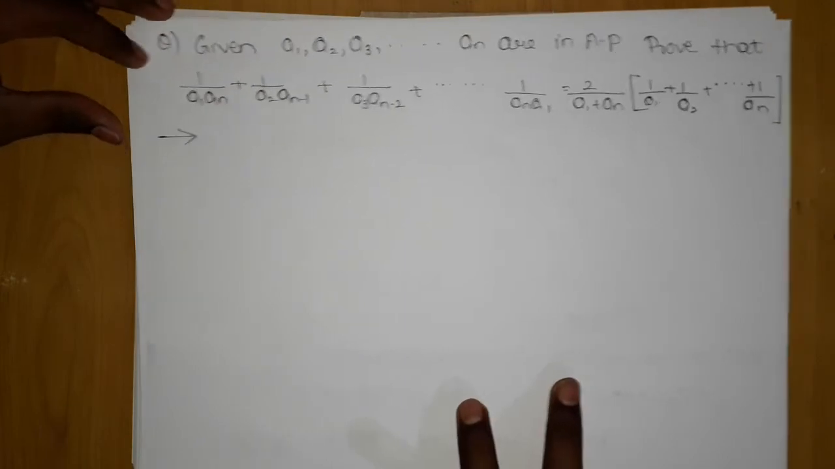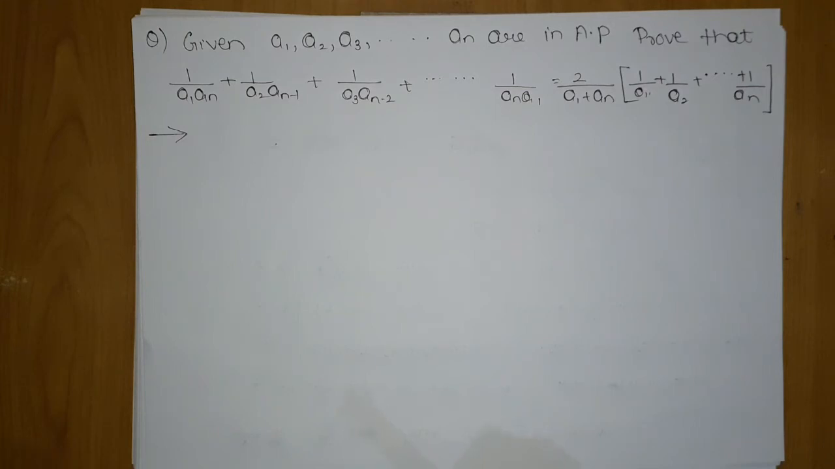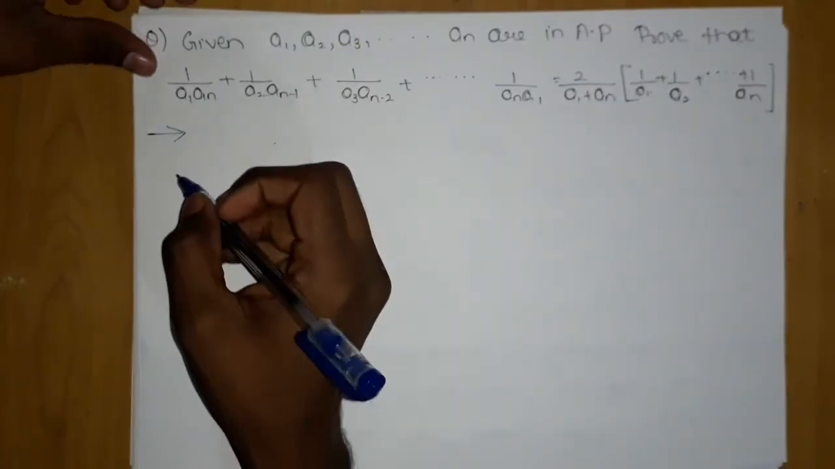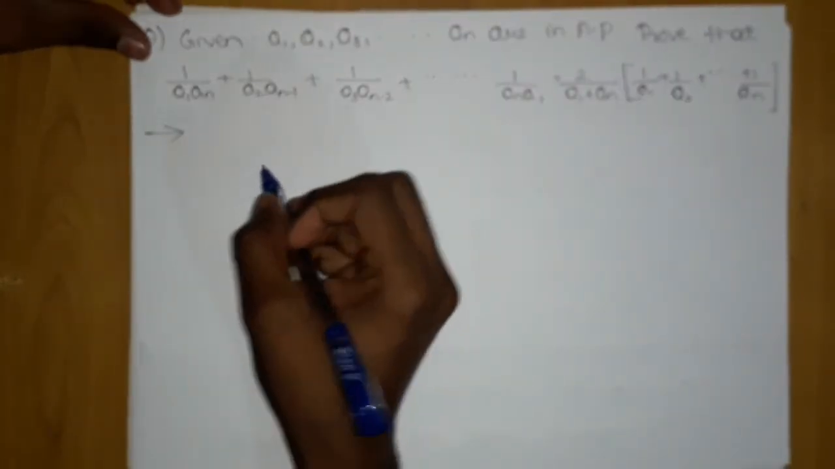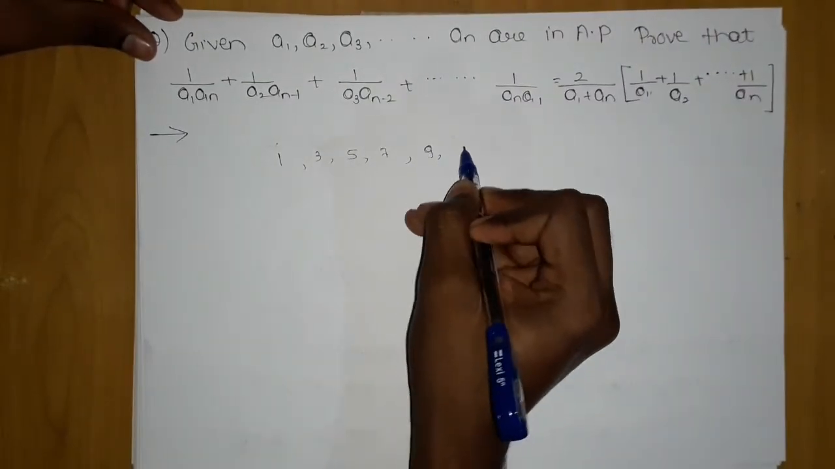Now let's move on to the next question. The next question is this one, which says given a1, comma, a2, comma, a3, till an are in AP, prove that 1 upon a1 an plus 1 upon a2 into a(n-1) plus 1 upon a3 into a(n-2) plus till 1 upon an a1 is equal to 2 upon a1 plus an into 1 upon a1 plus 1 upon a2 till 1 upon an. Okay, now if I tell you that it is an AP 1, 3, 5, 7, 9, 11, it is an AP.